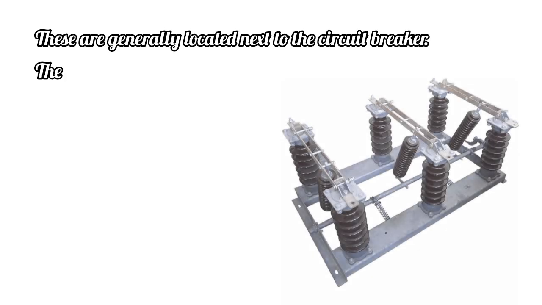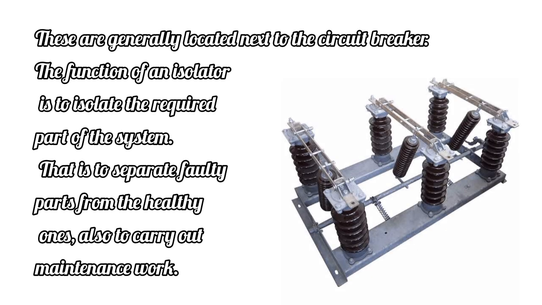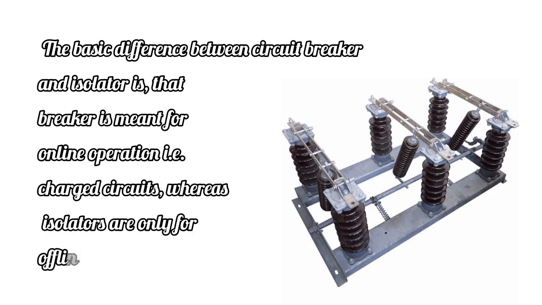Isolators. These are generally located next to the circuit breaker. The function of an isolator is to isolate the required part of the system, that is, to separate faulty parts from the healthy ones, and also to carry out maintenance work. The basic difference between a circuit breaker and an isolator is that a breaker is meant for online operation, for example charged circuits, whereas isolators are only for offline operations.